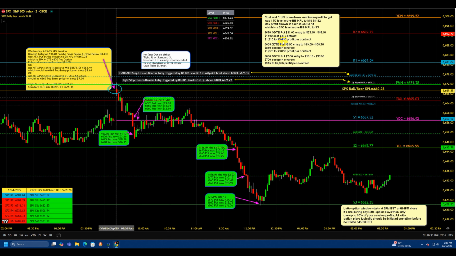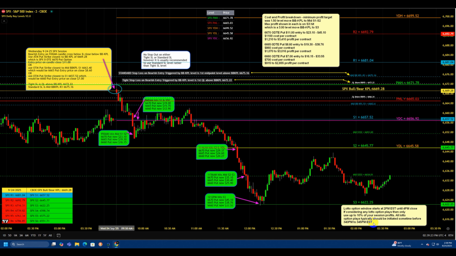And the lotto option trades would generally be somewhere in the 30-35 cent per contract range, all the way up to about $3 per contract, just depending on what time you may initiate them within the 2 p.m. to 4 p.m. window. Keep in mind the 4 p.m. is the close, so as we've stated here, all lotto option plays typically should be initiated sometime before 3:40 to 3:45 p.m. That way you still have a decent enough time for price to make its final move at the end of the day.